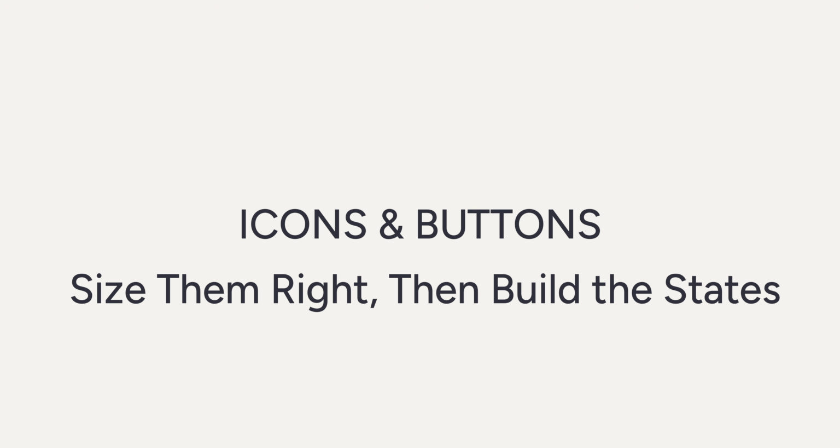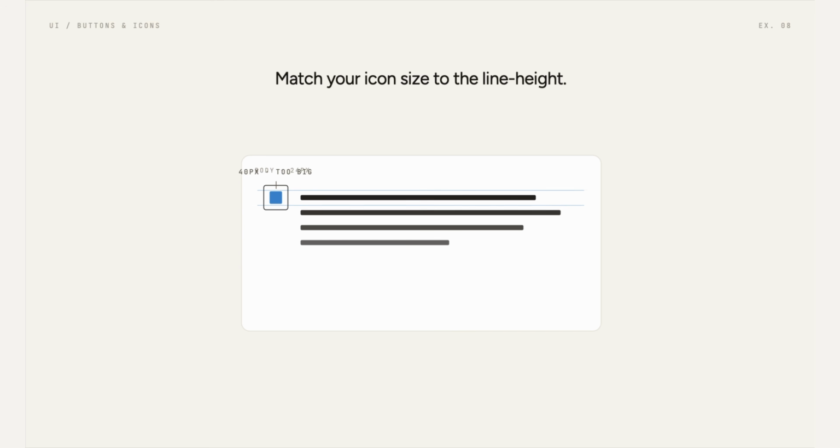Icons and buttons. Size them right, then build the states. Most icons in most designs are too big. The fix is simple. Match your icon size to the line height of the text it's paired with. If your body text has a 24 pixel line height, your icons should be 24 pixels. They'll optically align and stop competing with the content.